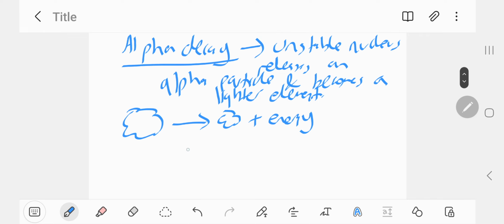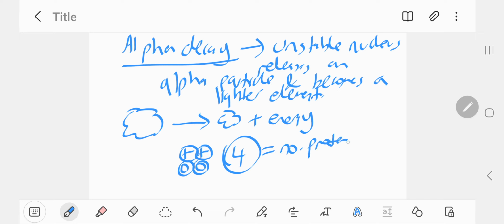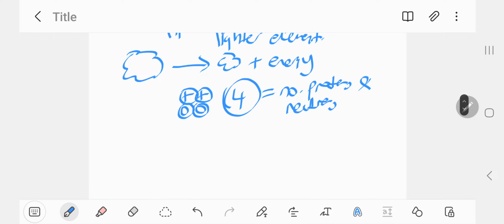What's an alpha particle? An alpha particle is another word for a helium nucleus. If you look on the periodic table, a helium nucleus has 2 protons and 2 neutrons. It's got an atomic mass of 4. Atomic mass is a measure of the number of protons and neutrons it has. So helium has an atomic mass of 4 because it has 2 protons and 2 neutrons.